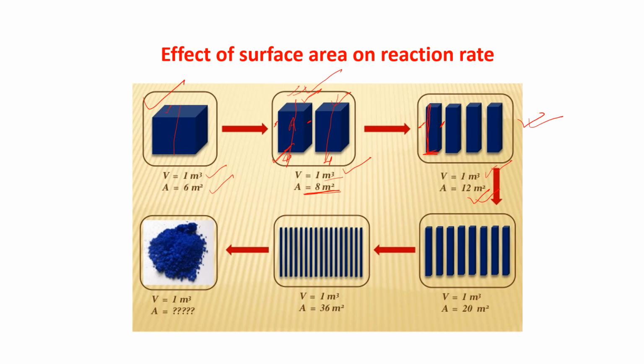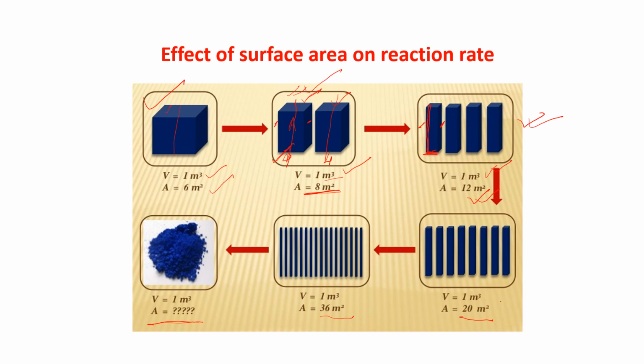Now again I am dividing it further, so I am getting 20 meters square. Again dividing further, I am getting 36 meters square. And if I keep dividing, making it powder, then what is the surface area? If you can do that, then it can catch fire.